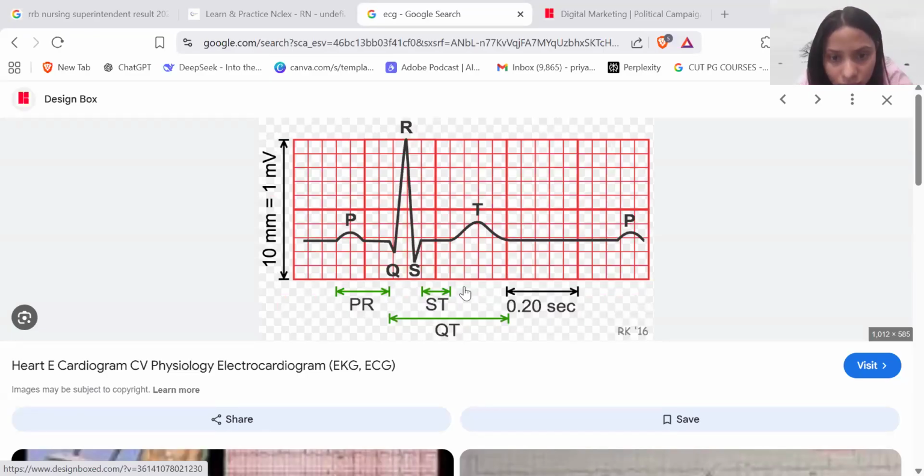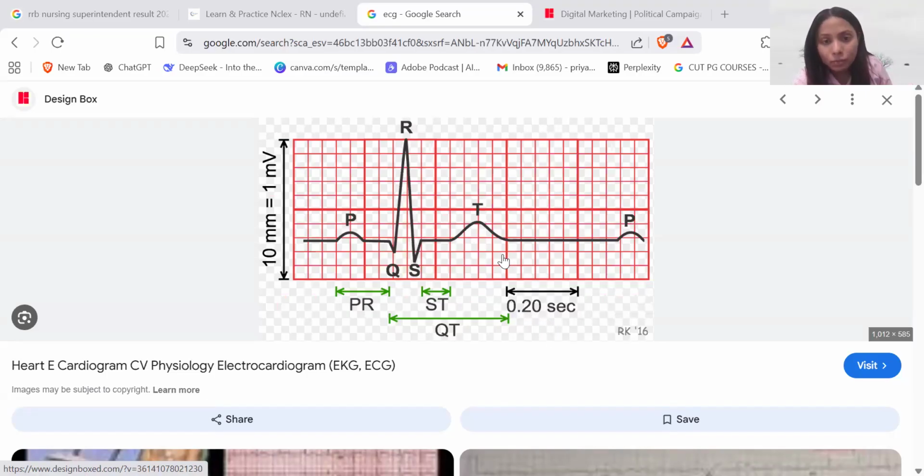Okay, so this is a small box. This whole large box is 0.20 second. 0.20 divided by 5, how much will we get? 0.04. So one small box is 0.04, 0.04, 0.04, 0.04, so hence it will become 0.20 seconds.